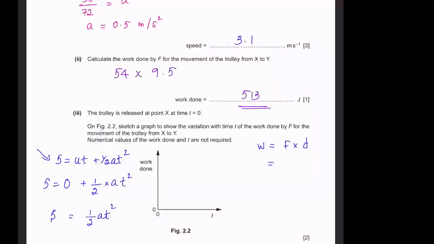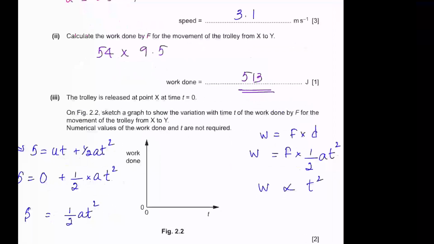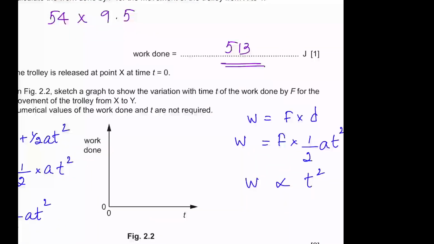So work done equals force into half at squared. So basically, W is proportional to t squared. F is a constant, acceleration is a constant. So work done is proportional to t squared. When y is proportional to x squared, or work done is proportional to t squared, how will the graph be?